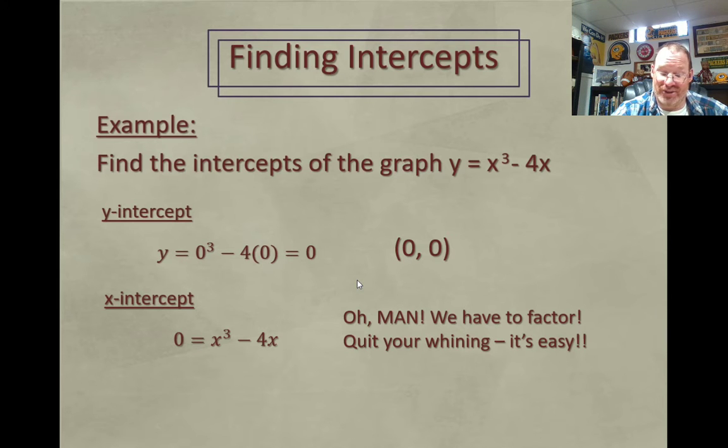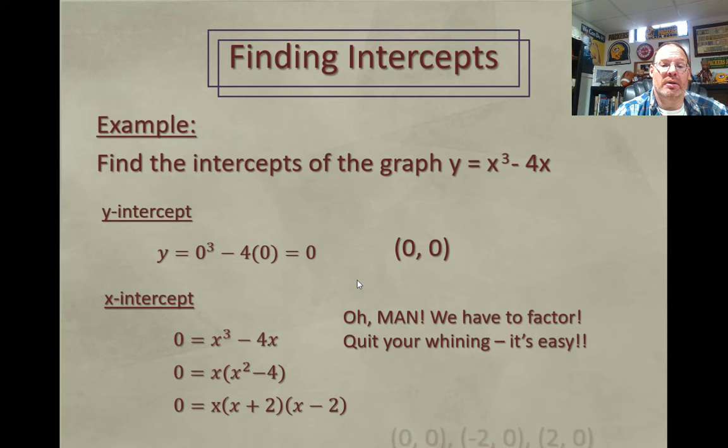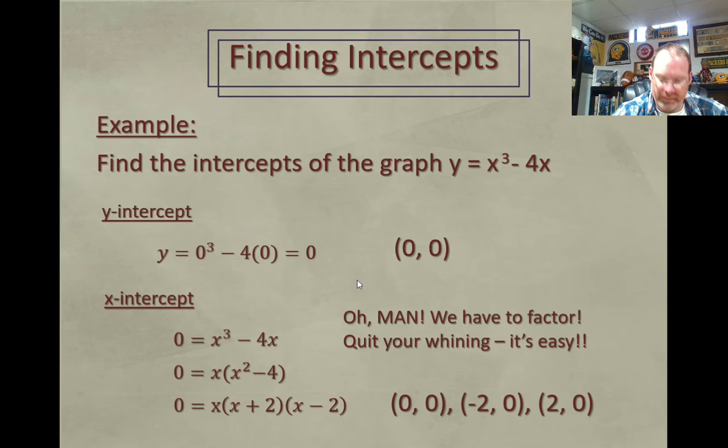Well, we have two terms, both with an x, so I can factor out an x to start with. And you should recognize that x squared minus 4 factors to x plus 2, x minus 2. And now we have all our x-intercepts: 0, -2, and 2. So don't be a wimp about factoring.